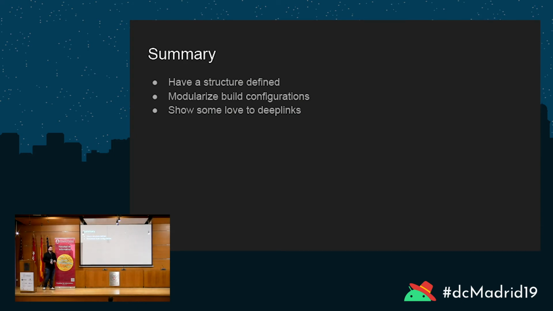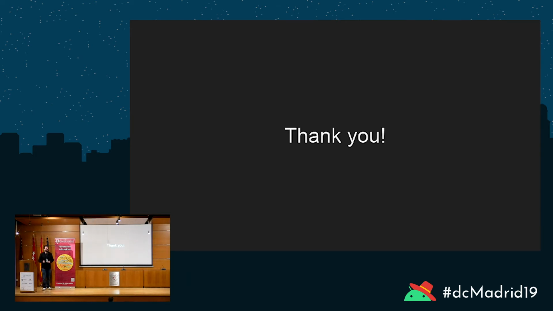And modularize your build configuration as well, because modularization is not only for your features or Java or Kotlin code, but it's also about the entire app, right? So you can modularize everything. And show some love to deep links. They are not so evil. That's it. Thank you.